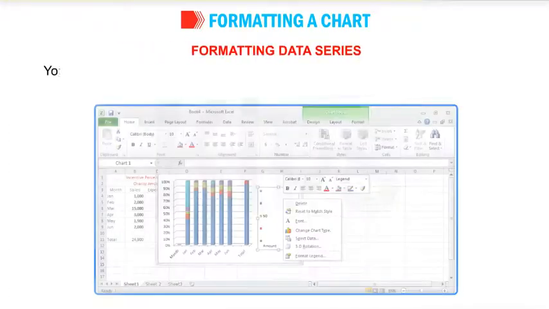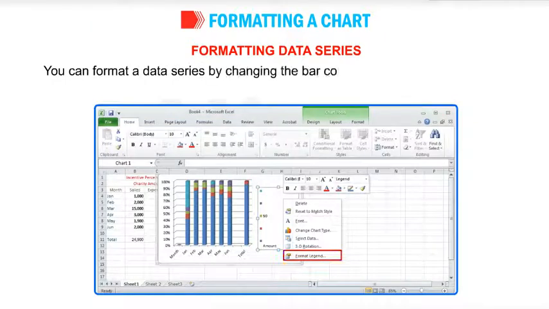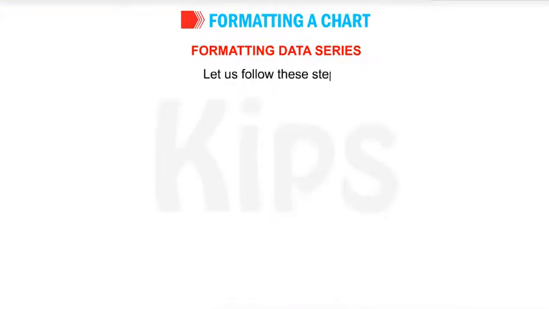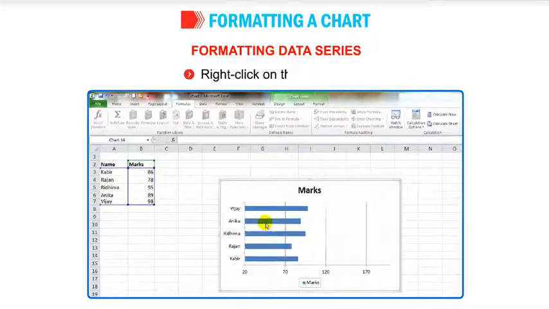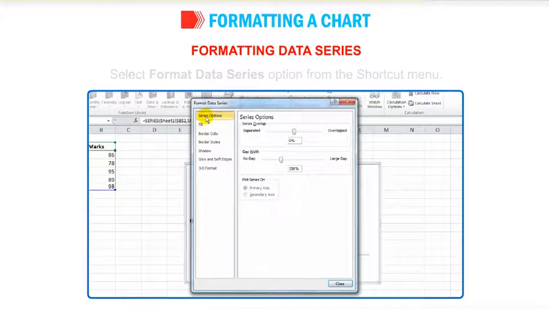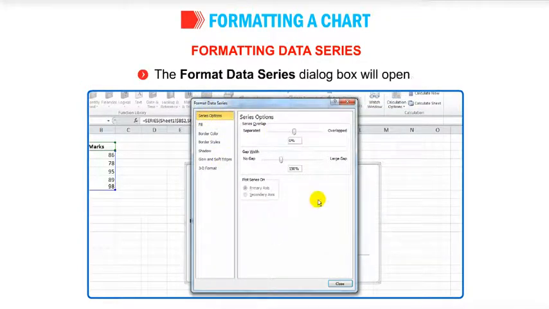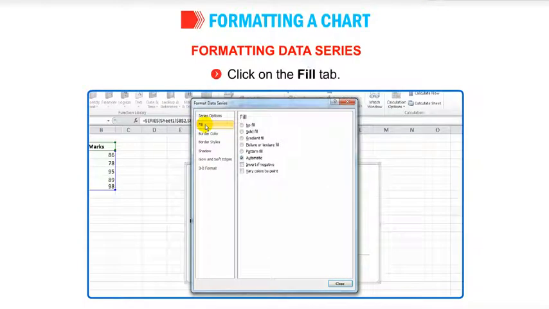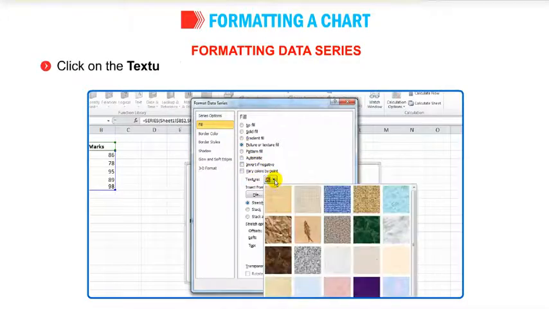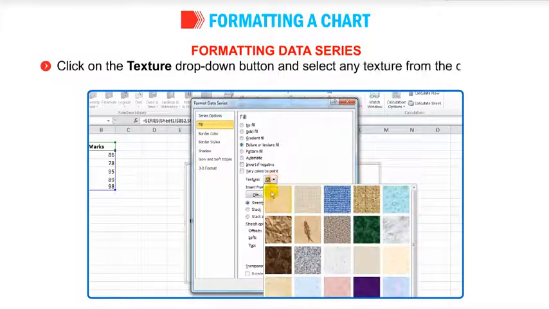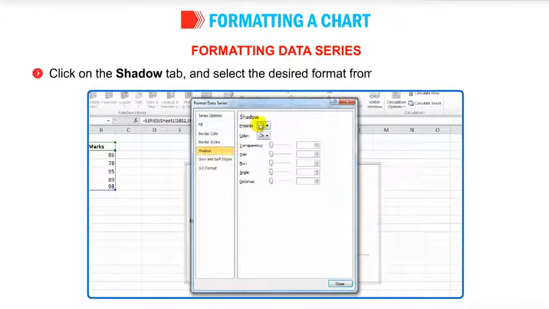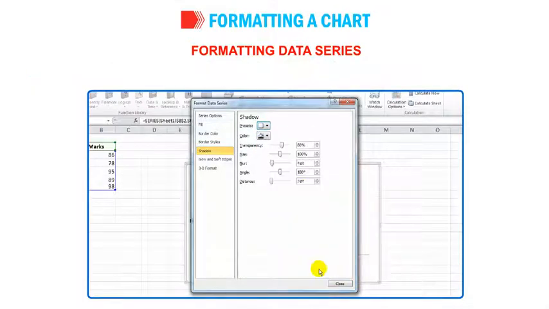Formatting data series. You can format a data series by changing the bar colors, lines, slices and shifting their positions. Let us follow these steps. Right-click on the data series. Select Format Data Series option from the shortcut menu. The Format Data Series dialog box will open. Click on the Fill tab. Choose the Picture or Texture Fill option. Click on the Texture drop-down button and select any texture from the display choices. Click on the Shadow tab and select the desired format from the Presets drop-down menu. Click on the Close button.